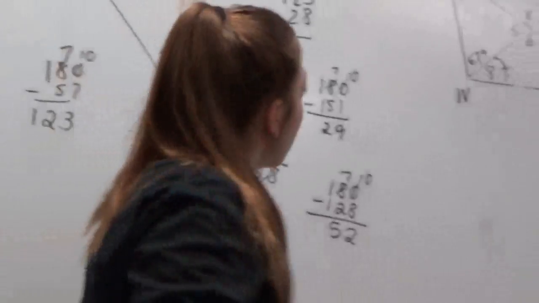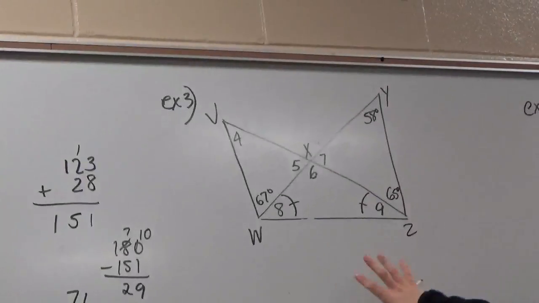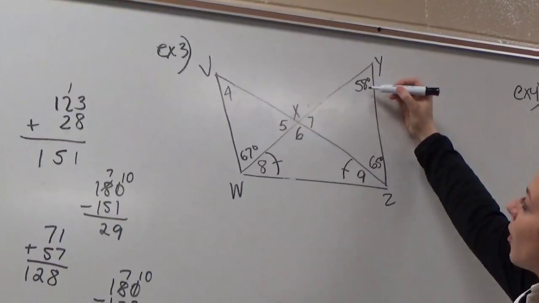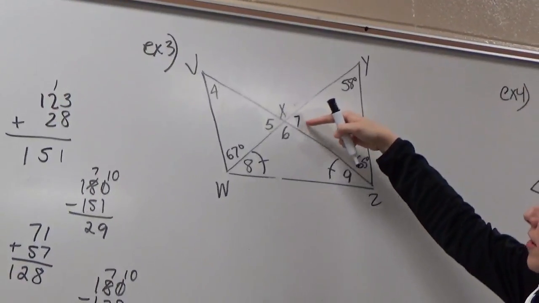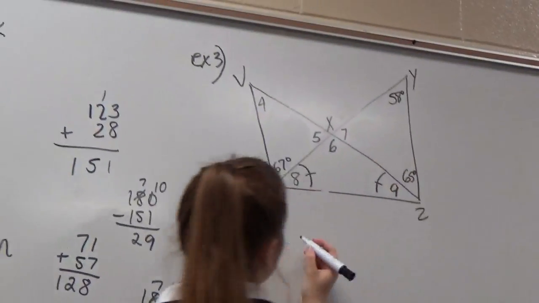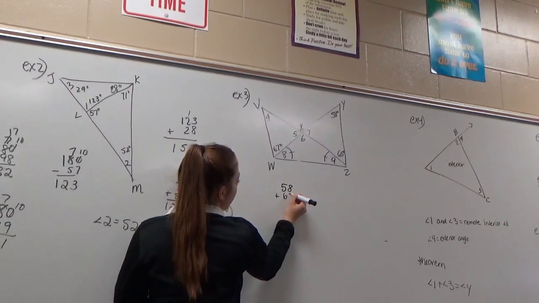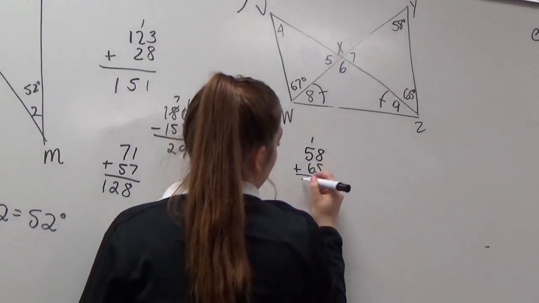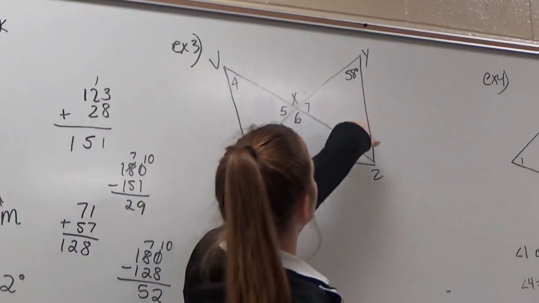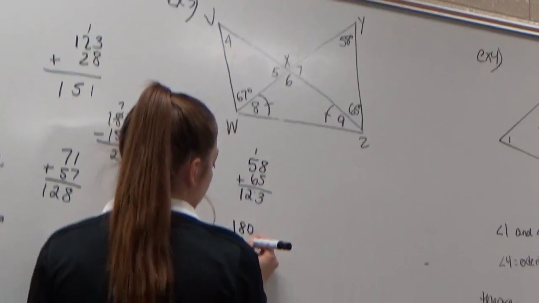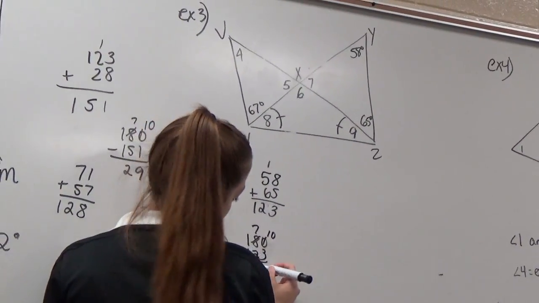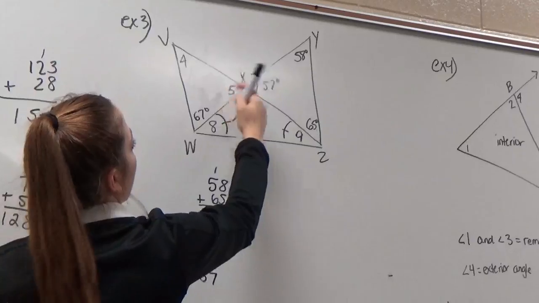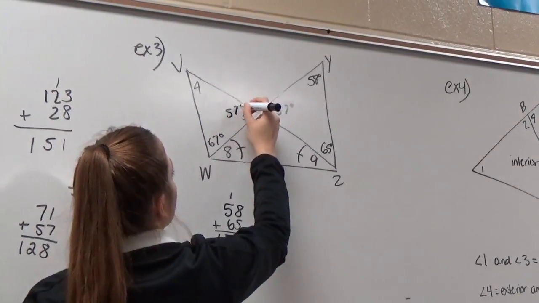It's a lot of math. Okay, this one is going to trick you guys a little bit, so be careful and write this one down. You have 58 degrees and 65 degrees, and then you're left with this one. So 58 plus 65 is 123. So these two equal 123. Then you take 180 minus 123, which is 57 degrees. And you know that vertical angles are equal to each other, so that one is 57 degrees too.